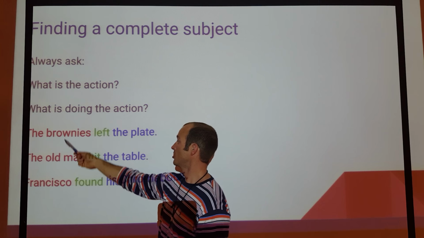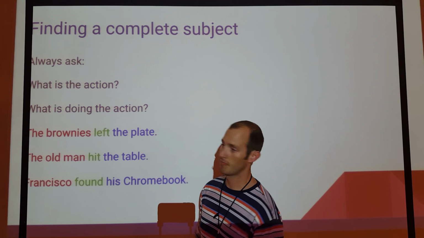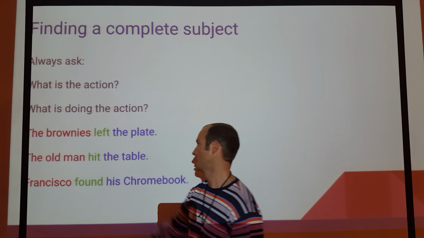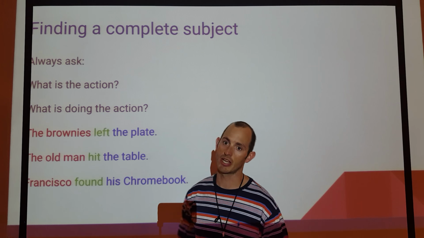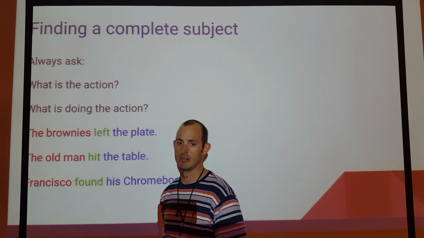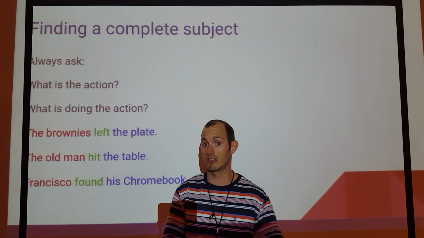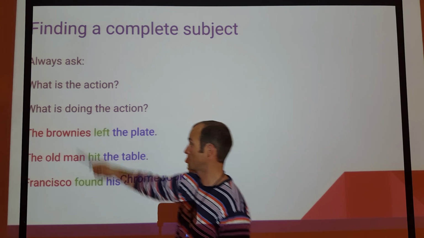So in this case, the brownies left the plate. What is the action? Leaving. What is doing the action? The brownies. The plate isn't doing anything. The plate's just sitting there. It's not doing anything. So know that the complete subject is what's doing the action. What's doing the action? The brownies.